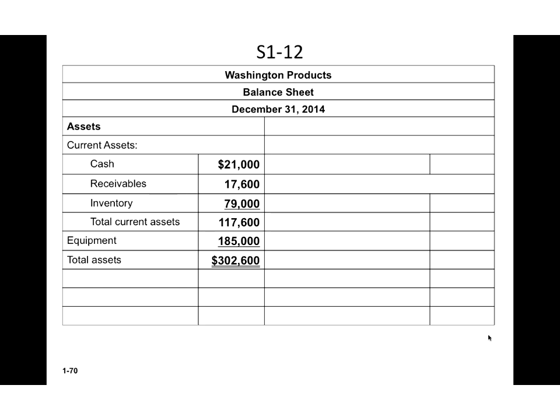When I see a single underline, I add or subtract the numbers above up to the previous single underline. So here I take the total current assets of $117,600, add the equipment, and I get total assets. And that $302,600, that's what I calculated when I started doing my calculations for this problem. So I'm reasonably confident I did it right so far.